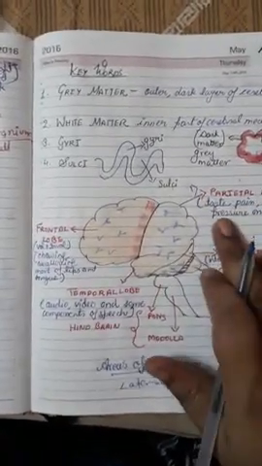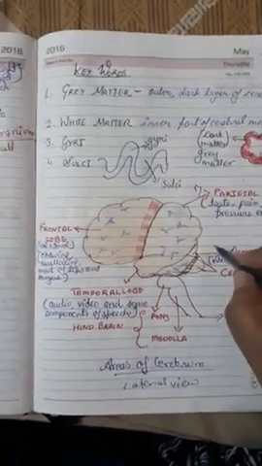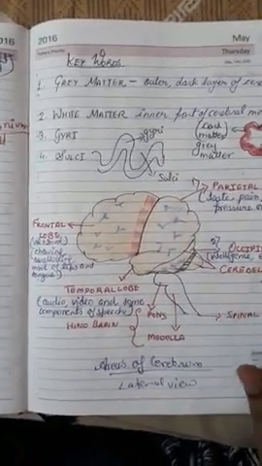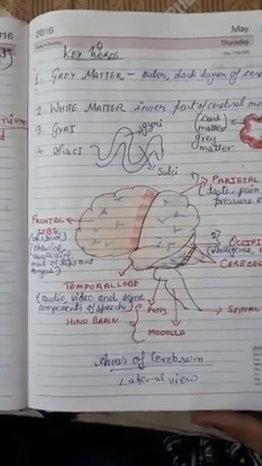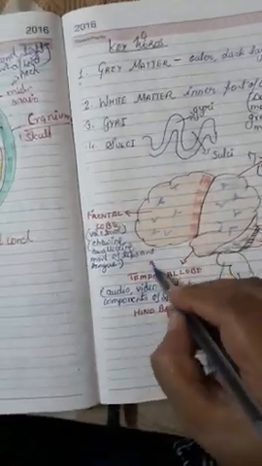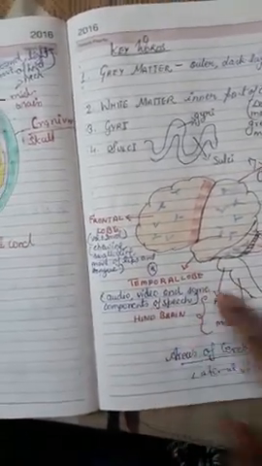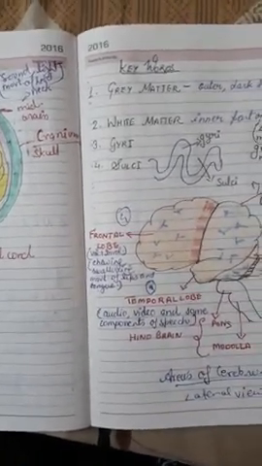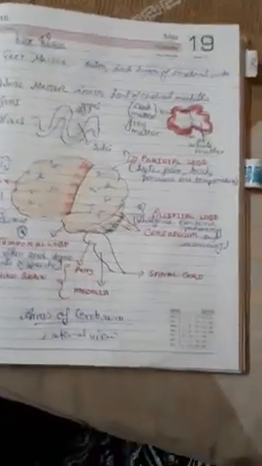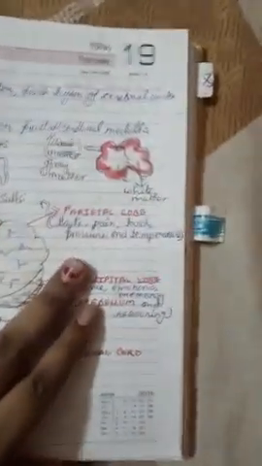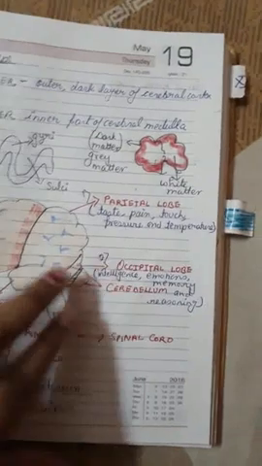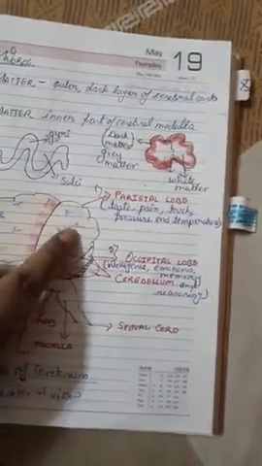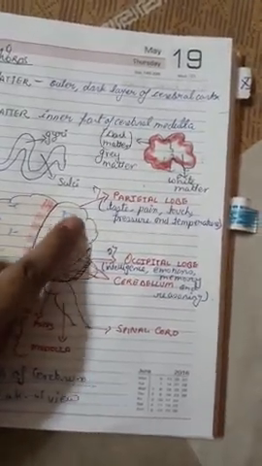This was one, parietal lobe. This is second, occipital lobe. Third one, temporal lobe, and the fourth one, frontal lobe. Okay, so let us see them one by one. Let us see first the parietal lobe. This part is called your parietal lobe.